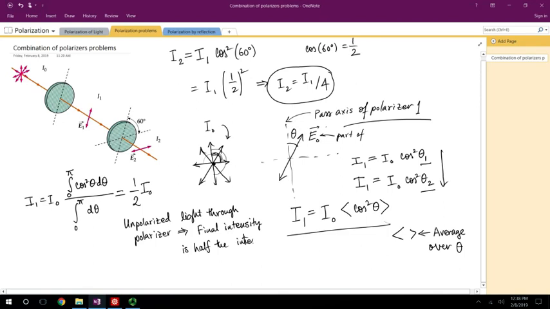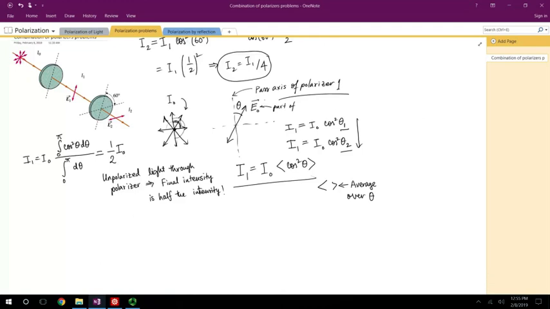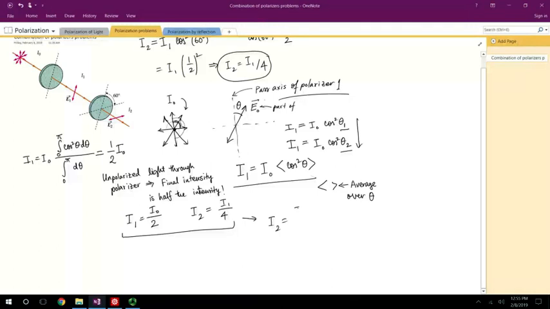Okay, intensity. So now we can combine the results that we got so far in this problem. The two results that we found is that I1 is equal to I0 over 2, and we also found that I2 was equal to I1 over 4. So if we combine these two results, then that gives me I2 is equal to I1 over 4 is equal to I0 over 8.